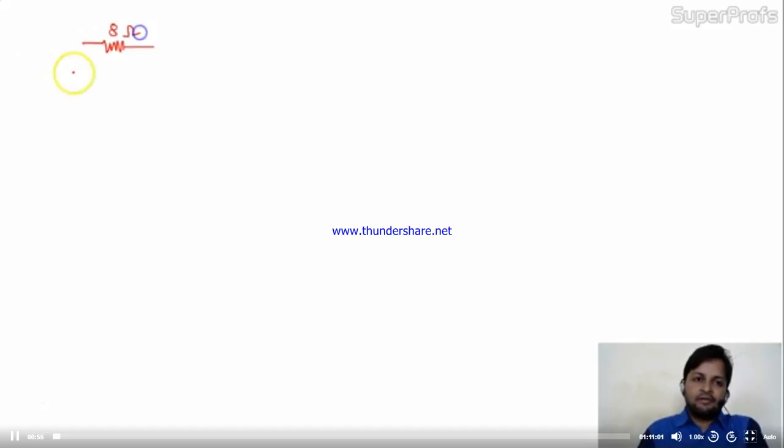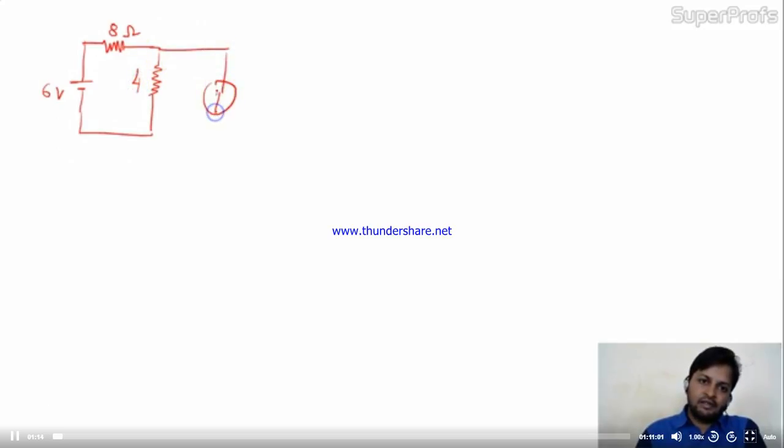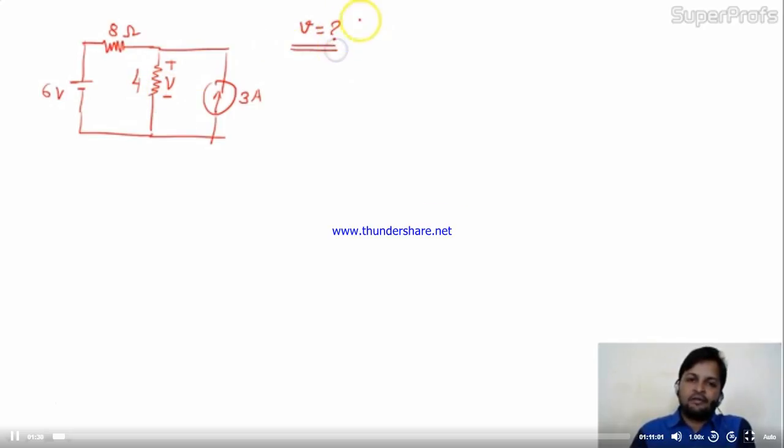This is 8 ohm connected with 6 volt battery. Here connected with 4 ohm resistance. Again in the circuit I am having current source 3A. Is it okay? Now the voltage is given across this like this. Now the question is find out V. What is the value of V? They are asking. And we have to solve this by SPT, superposition theorem.